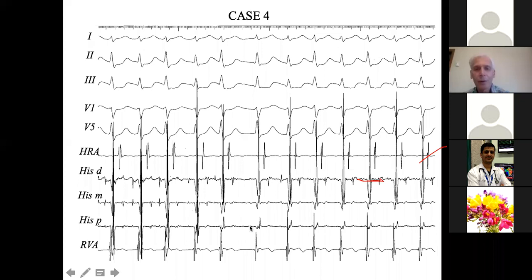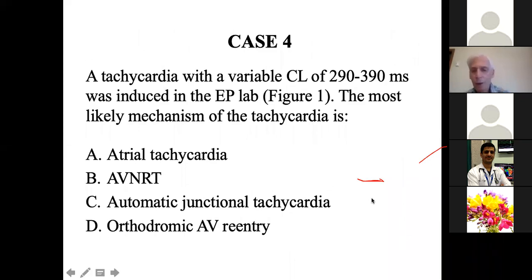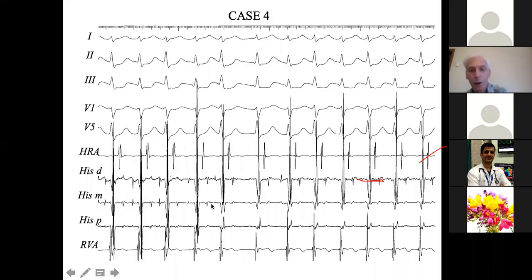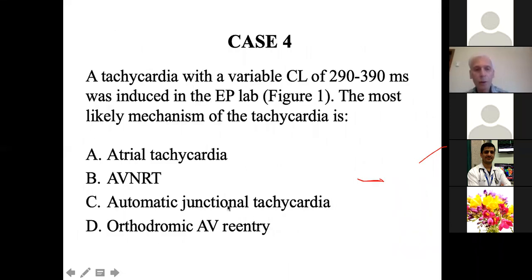Looks like most went for ORT. Good. And a couple of choices for AVNRT and AT. All right, so as I had just said on the prior case, you can rule out AVNRT and automatic junctional tachycardia if the high RA precedes the septal A. So those two are out. So it's down to AT or ORT.